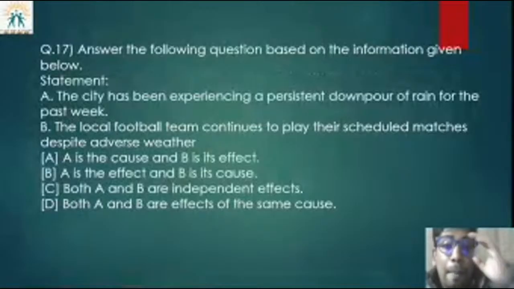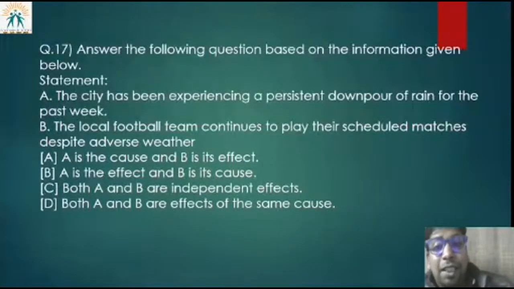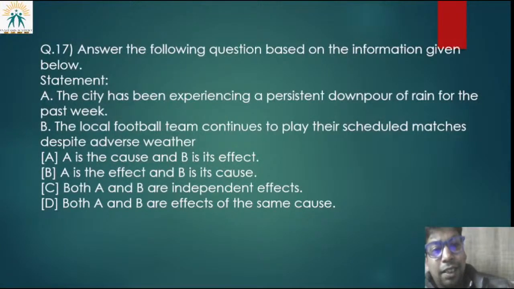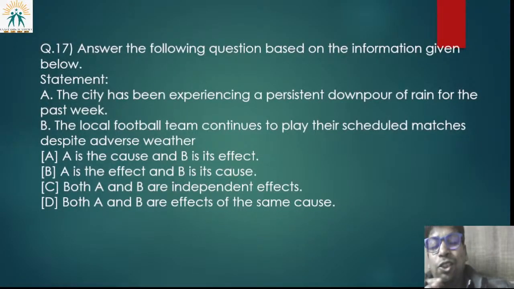Now, 17th is: the city has been experiencing a persistent downpour of rain for the past week. The local football team continues to play their scheduled matches despite adverse weather. Okay. Now you have to assume that we are talking about the same city here. Now, what is the cause? What is the effect? Now, do you think that continue to play is the effect of A? Definitely not. So there is no causal chain between them.